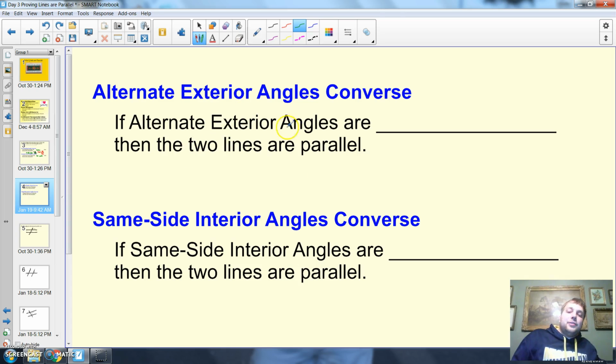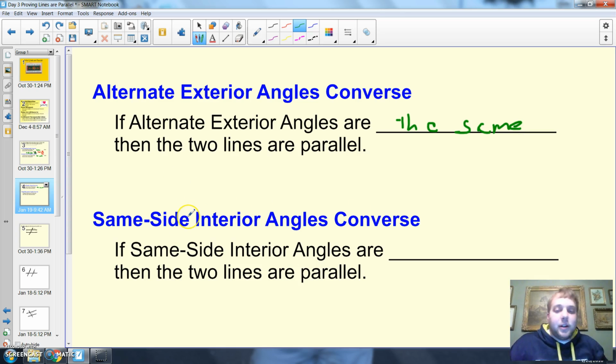If alternate exterior angles are the same, then the two lines are parallel. Sorry. Here we go. It's a good thing I'm not a popular YouTuber.